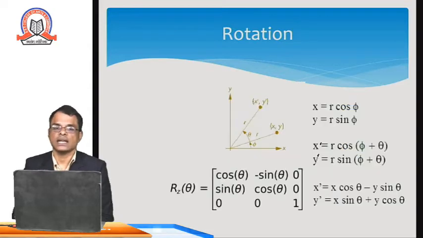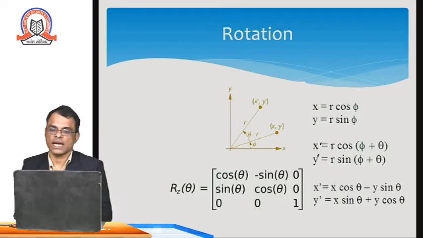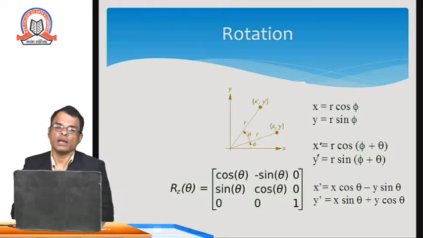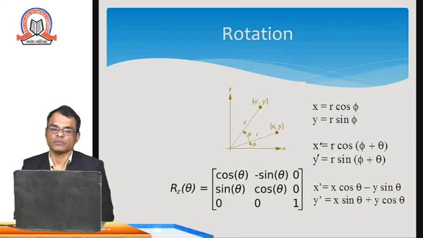So let's see the diagram. There is a point P(x, y). The x, y coordinates are there for the point P, and we are moving it to the new position x dash, y dash. Here angle theta is the rotation angle. So we are actually rotating the point about the origin to the new location.